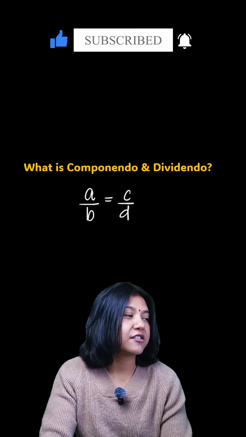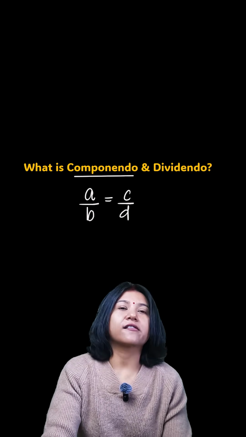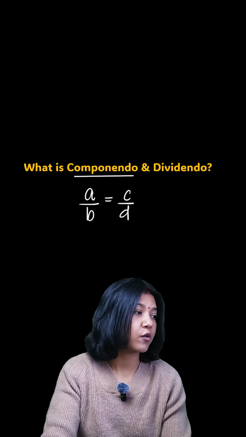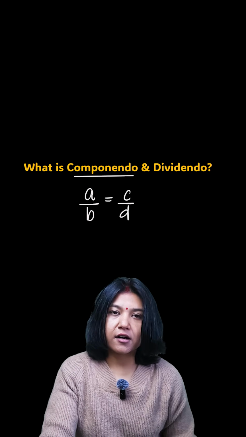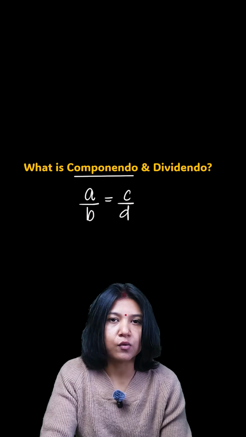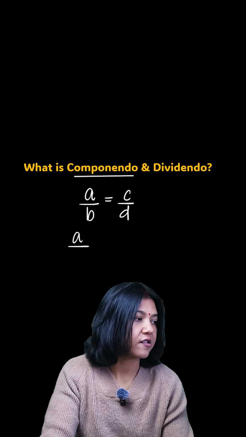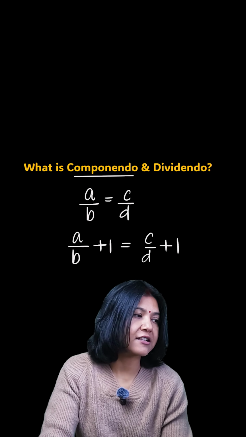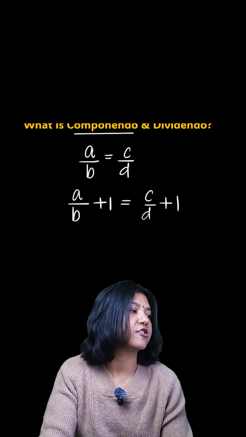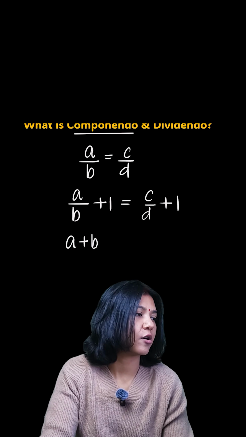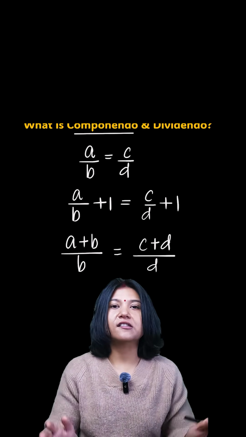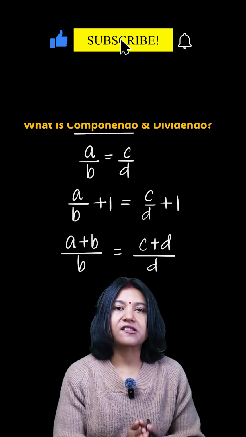Okay, so now what is componendo? Let's say you have a upon b and c upon d as equal fractions or equal ratios. If you know that these two are equal, then you can always add 1 to both sides and still get equal. So a by b plus 1 equals c by d plus 1. Upon adding 1 and making the common denominator, all I'll have is a plus b upon b equals c plus d upon d. Again, all these four terms that we are getting are still in proportion.